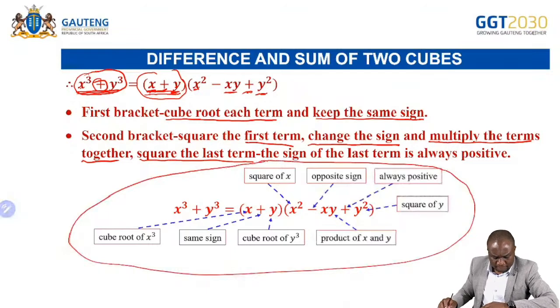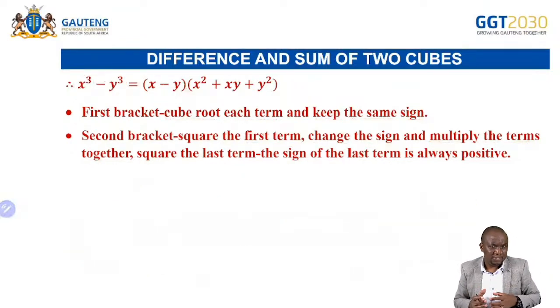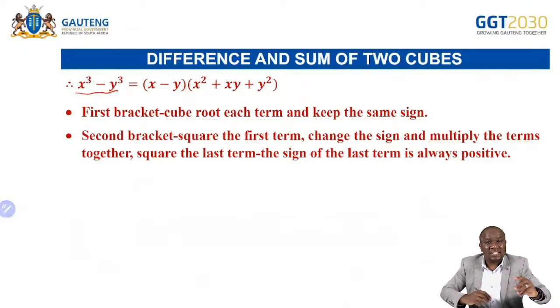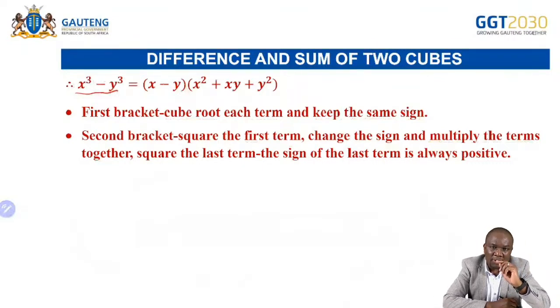Right. Now, let's go to the difference of two cubes. Difference of two cubes is similar to the sum of two cubes, isn't it? But now we are talking about the difference. Remember, for the squares, we only have difference of two squares. We don't have sum of two squares. But when it comes to the cubes, we have the two of them. We have the sum of two cubes and difference of two cubes.